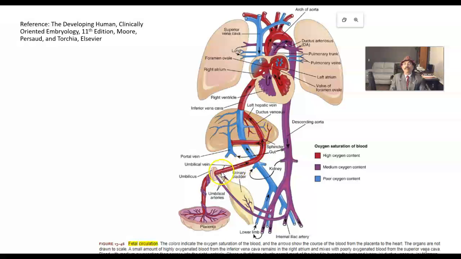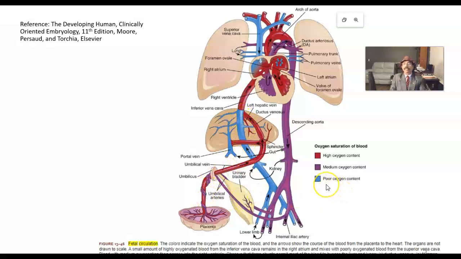So the blood from the placenta is diverted to the inferior vena cava. Around 50% of the blood coming out through the umbilicus goes through the ductus venosus that connects the left branch of the portal vein to the inferior vena cava.